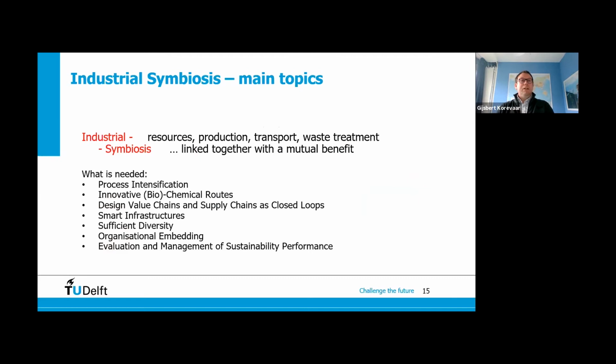And so that means that in industrial symbiosis, there are many topics that are related. This is again a long list that might also be of use later if you see the slides. But it also illustrates that industrial symbiosis is not only about waste exchange. It needs process intensification, new types of infrastructures, all kinds of diversity, but also organizational embedding. So industrial symbiosis is really all the things that are related to resources, production, transport, and waste treatment, all linked together with a mutual benefit.